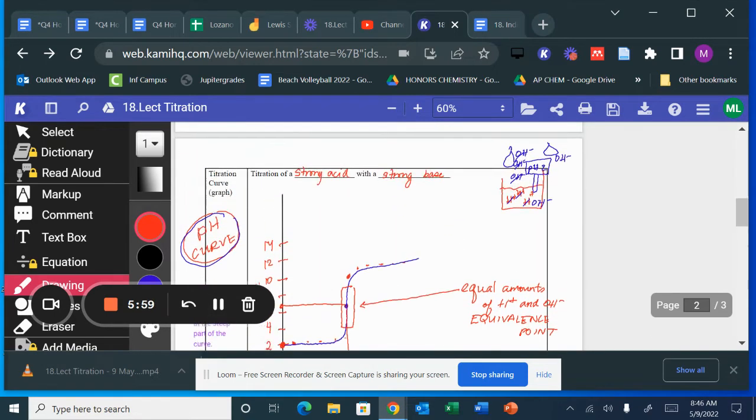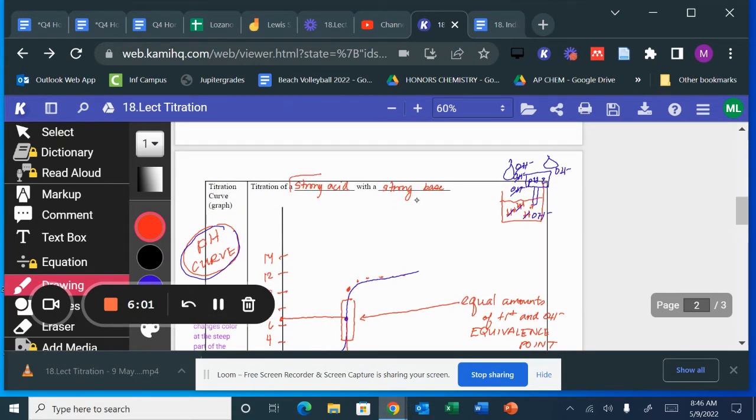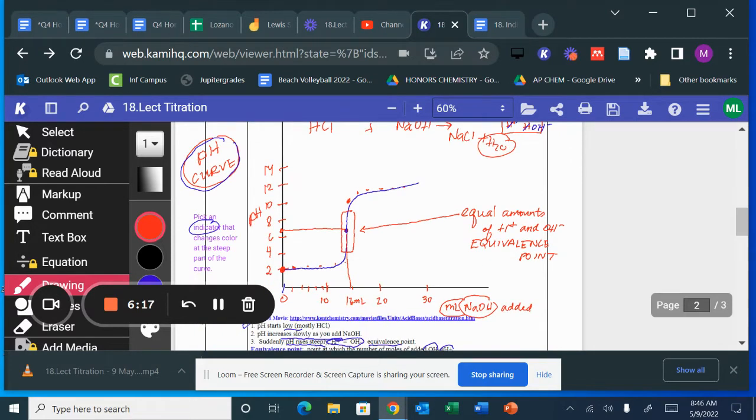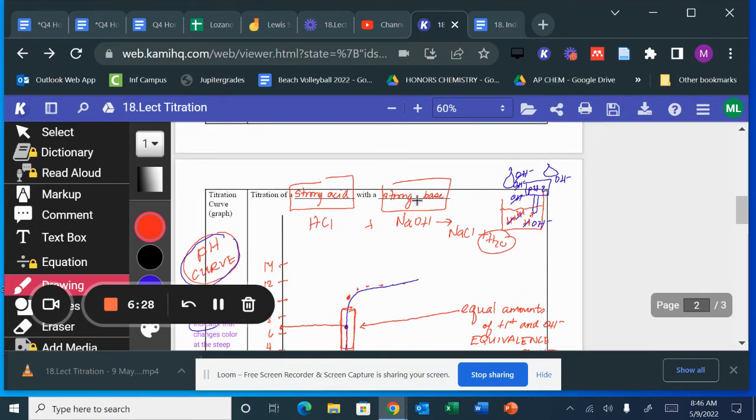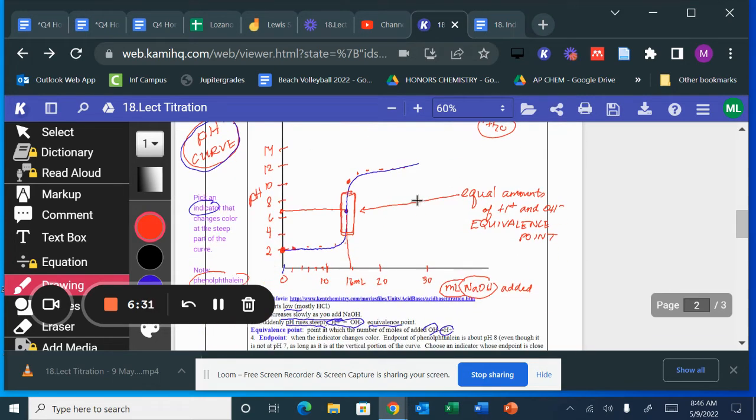So this is a titration of a strong acid with a strong base. When you have both of them strong, let's say HCl and NaOH, you're only going to make salty water, NaCl plus H2O. Your pH at the equivalence point will be neutral, right at 7. So you want to pick an indicator that changes color around pH 7 or pH 8 because it's in the steep part of the curve. So phenolphthalein will work.